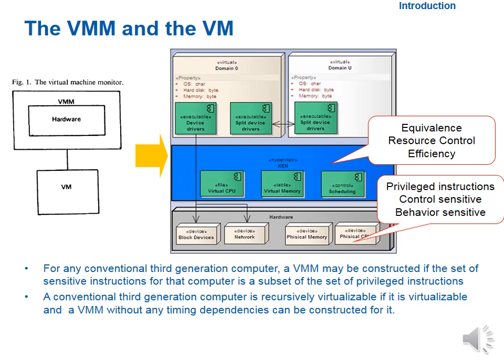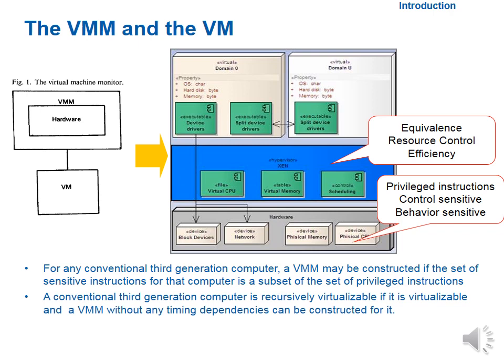So the diagram shows what is a hypervisor, virtual machine monitor and the virtual machine. So the virtual machine monitor has the virtual machine. Above that will be the hypervisor, it contains the hardware. So here on the right side of this schematic, we will have the block devices, network, physical memory. Above that you will have all the virtualized ones. Then on top of that, you can have the domain 0 and the domain U.